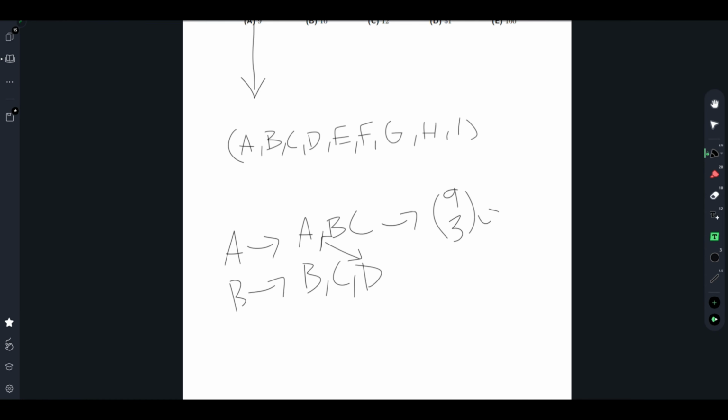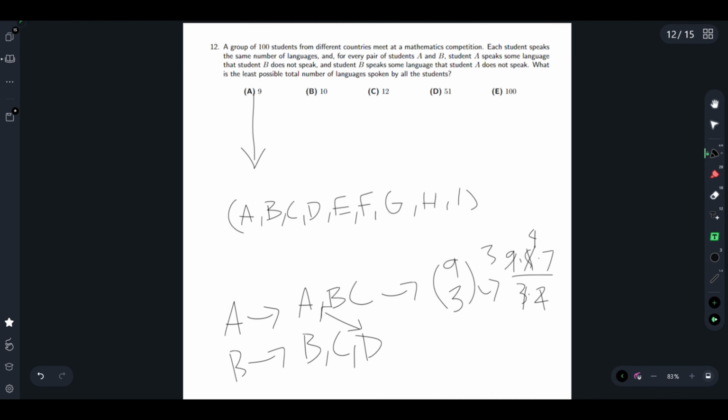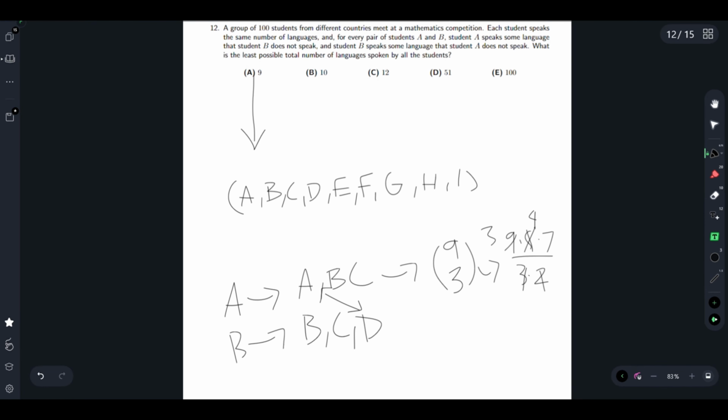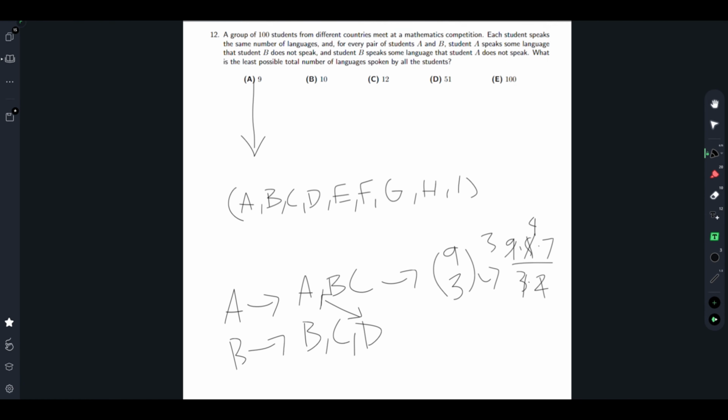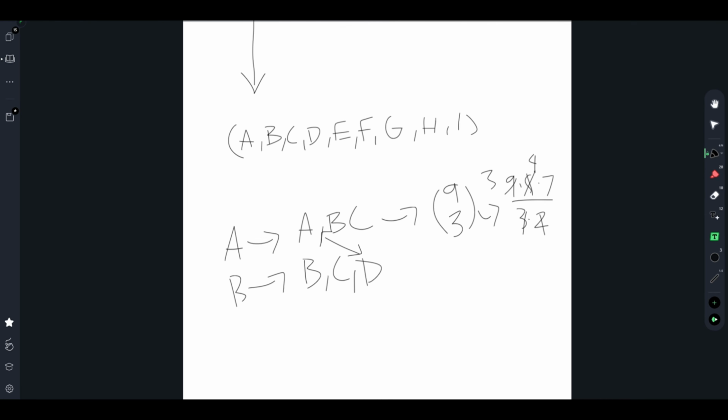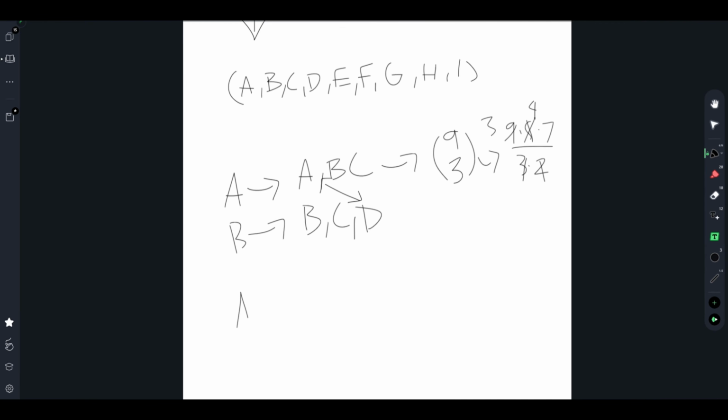And what is 9 choose 3? 9 times 8 times 7 over 3 times 2. It's 84, which is not 100. So we need to figure out a configuration that allows us to get more than 100 students. So if we do 9 choose 4, each student gets 4 languages. And like I said, whatever configuration will work because they're different in language.